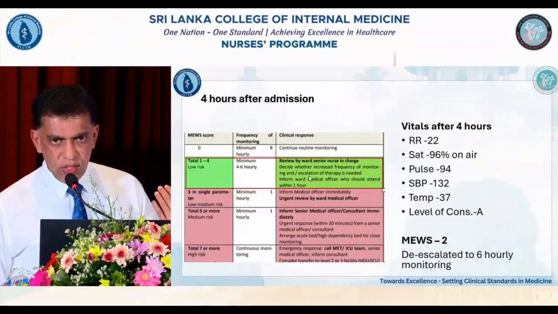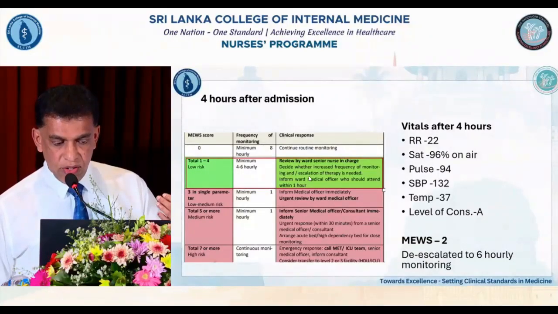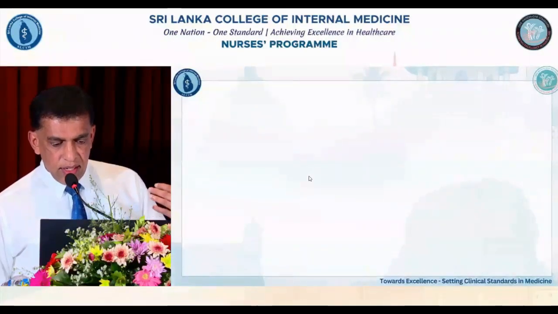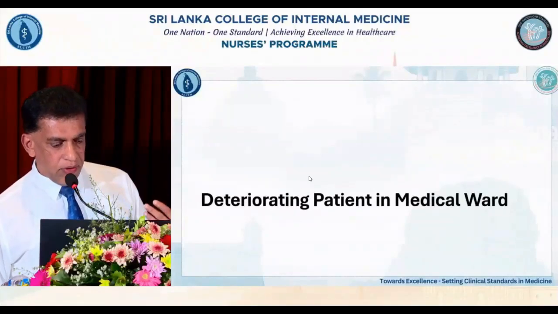After 4 hours, the patient being monitored, the vital parameters have come down now. So now the MEWS score is 2. So it is de-escalated to 6 hourly monitoring, because it's either 4 to 6 hourly. So likewise, you can use it at the time of admission.